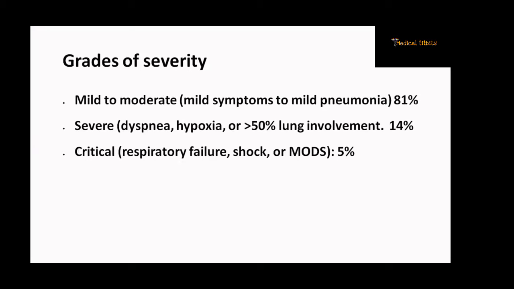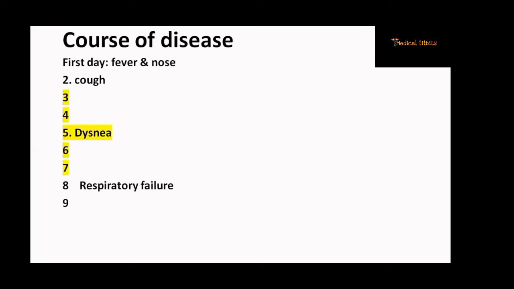Grades of severity of COVID are suggested. Mild to moderate indicates mild symptoms to mild pneumonia, meaning less than 50% of lungs are involved. Severe means dyspnea, hypoxia, and more than 50% involvement. These patients are almost 14%. And critical, when respiratory failure, shock, and multi-organ dysfunction are present, is almost 5% only.